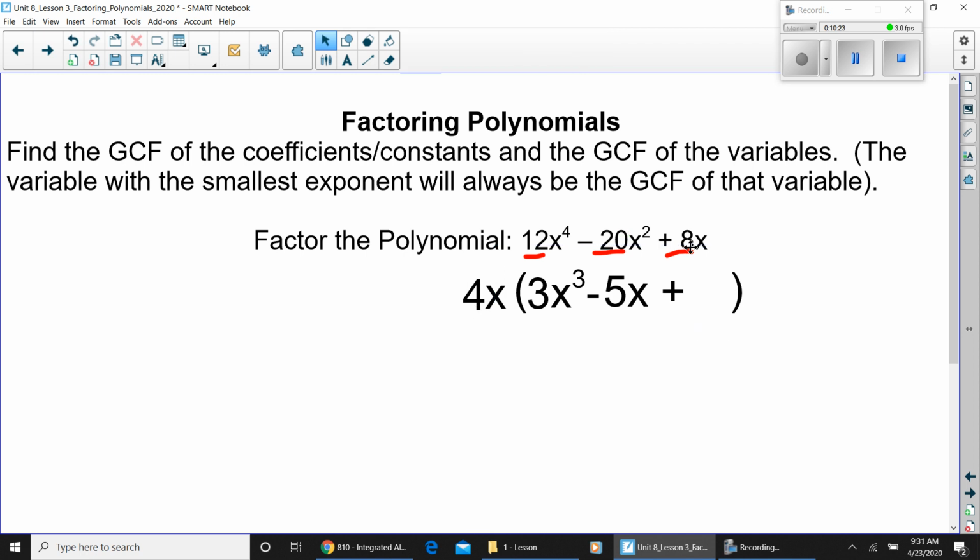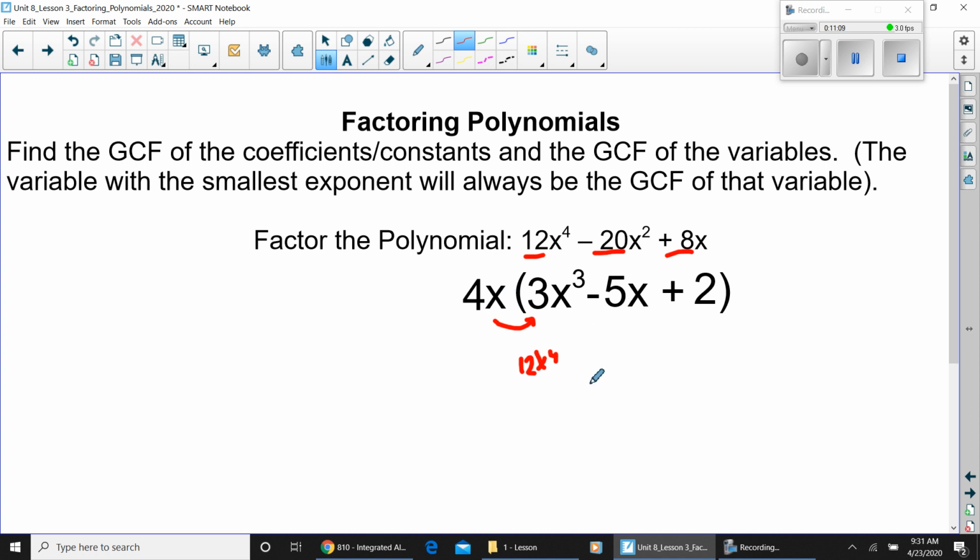Four times what equals 8? That's 2. X times what equals x? Well, you don't have to put anything there. It's x. So think about it. If you did distributive property over again, you don't have to do this, but I'm just saying this is how you would check it. 4x times 3x to the third is 12x to the fourth. If you do distributive property, you should come out with what you have up here.